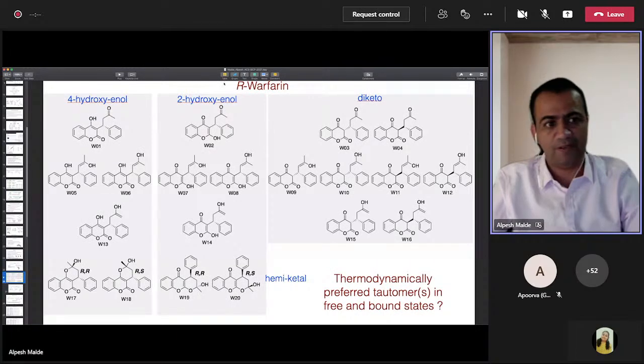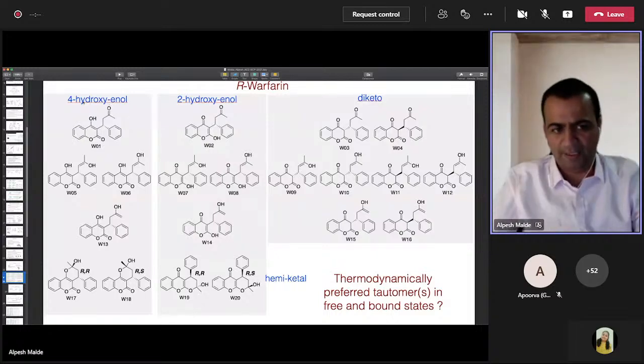So here given are the 20 tautomeric forms of R warfarin, and similarly 20 forms will be there for the S warfarin. Here we have 4-hydroxyenol. When you look up warfarin in literature or PubChem or any database, this is the only chemical structure you will see, most likely. But then this enol can undergo tautomerism to form this enol. So this enol becomes keto, and this keto becomes enol here. Or you can have a diketo.